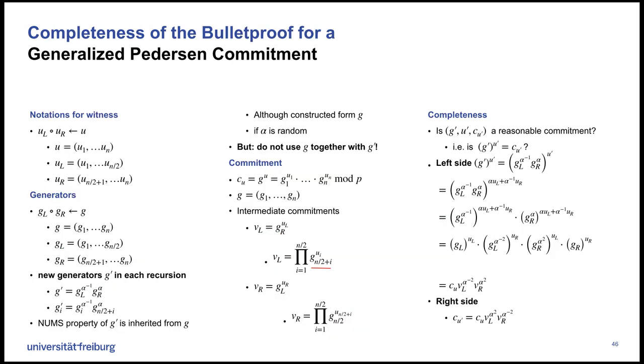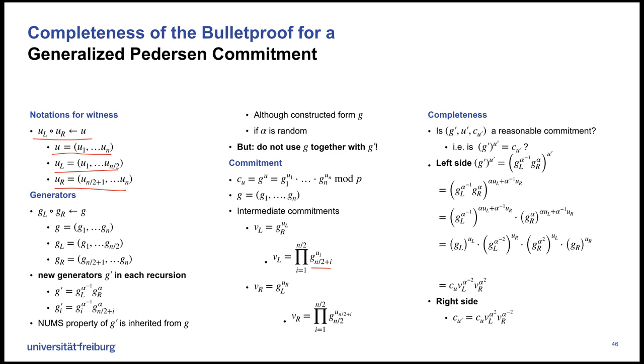Okay, so the first thing we want to check is: does it make sense somehow? Does it work? For this, we do the following. This is the notation for the witness. This is the exponent, and these are all of them, this is the left half, and this is the right half. So far so easy.